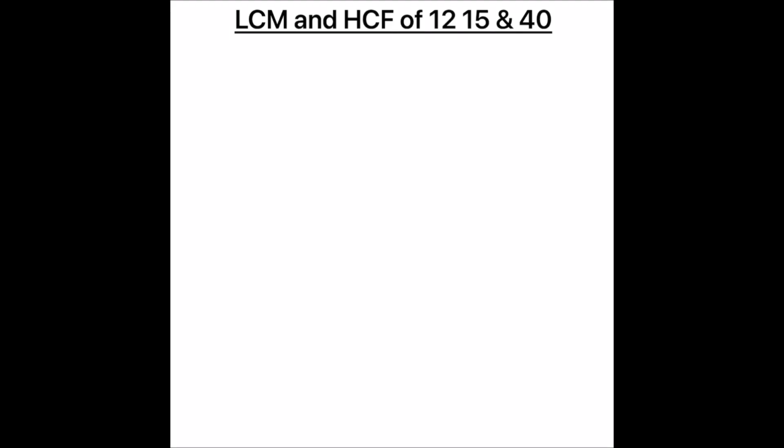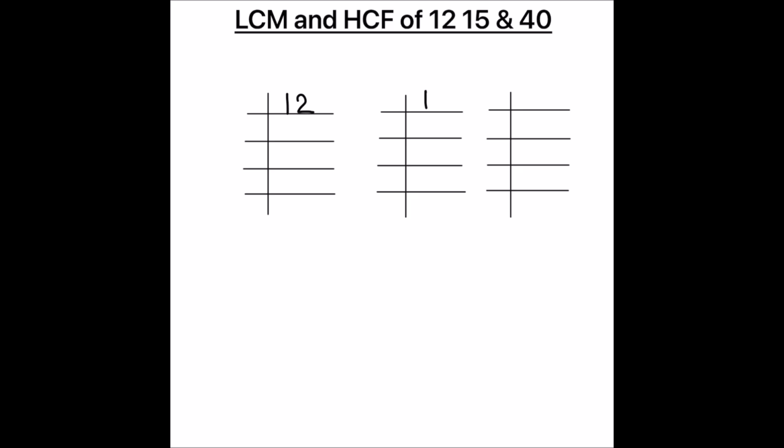Hello students, in this video we are going to learn how to find the LCM and HCF of three numbers: 12, 15 and 40. Before finding the LCM or the HCF, we are going to find the factors of the numbers separately. So that's 12, 15 and 40.